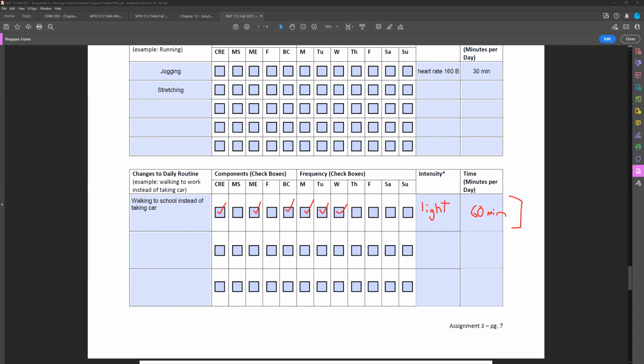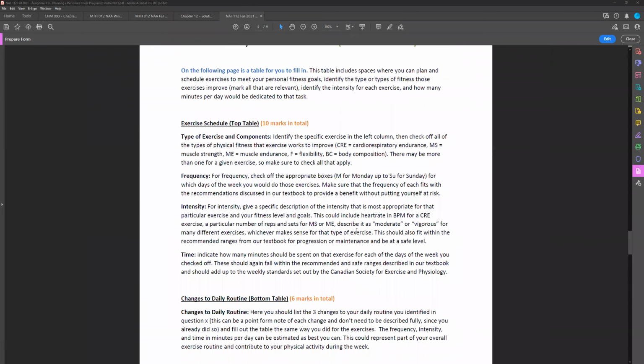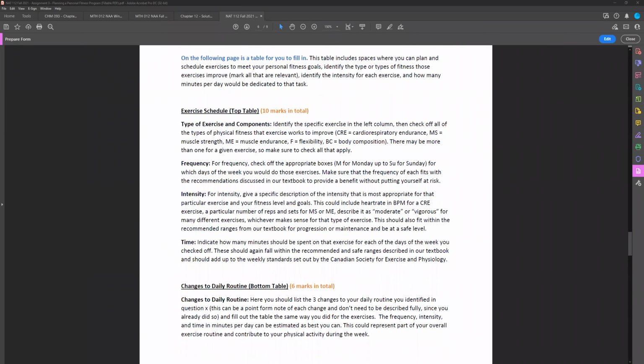That's what our textbook, and that's what the CSEP, I think, keeps talking about. So filling in this table, I have the instructions on this page, but you've seen me fill it in. Type of exercise: CRE is cardiorespiratory, MS, muscle strength, ME, muscle endurance, F, flexibility, BC, body composition. Filling in the frequency, how many days per week.